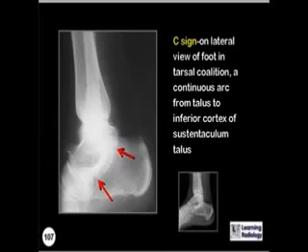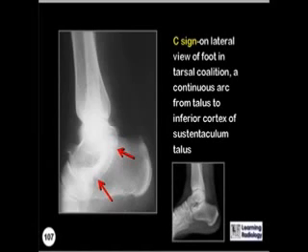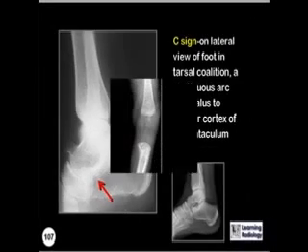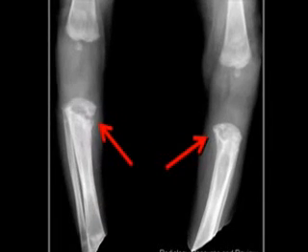This is the C sign, seen on a lateral view of the foot in tarsal coalition, a continuous arc of bone from the talus to the inferior cortex of the sustentaculum tali. In the inset, there is a photo of a normal lateral ankle. What is the name of this sign?